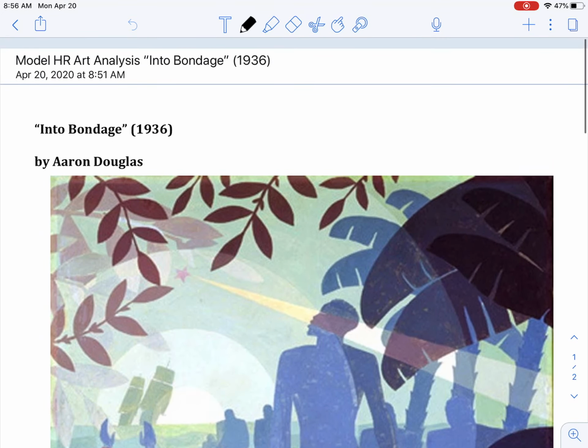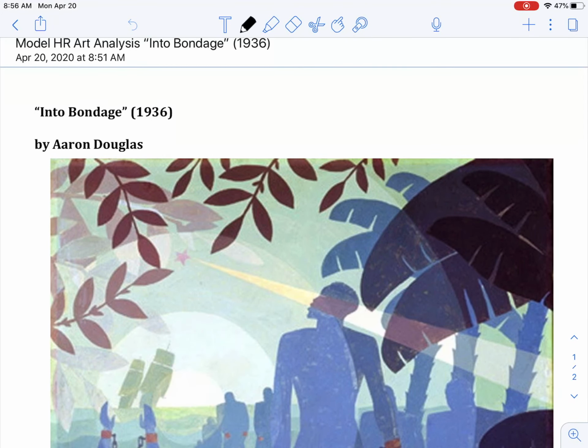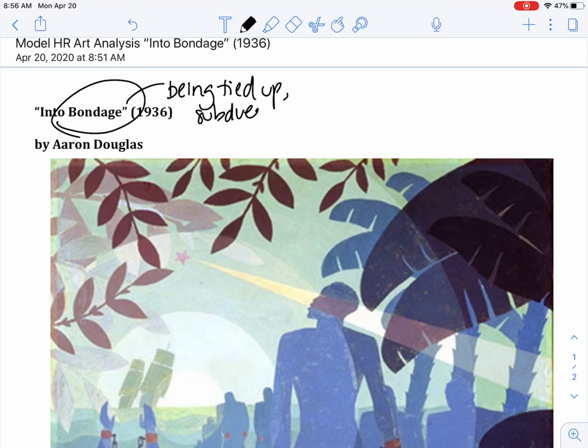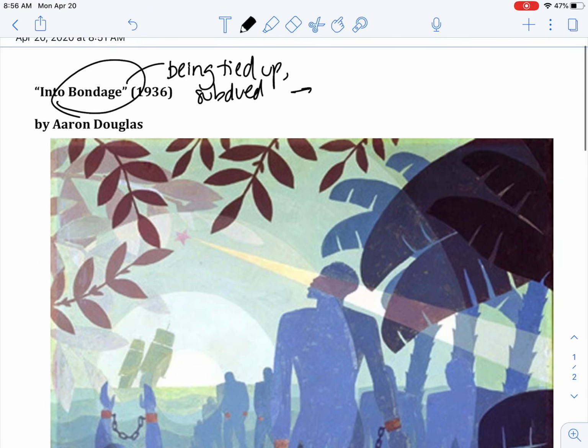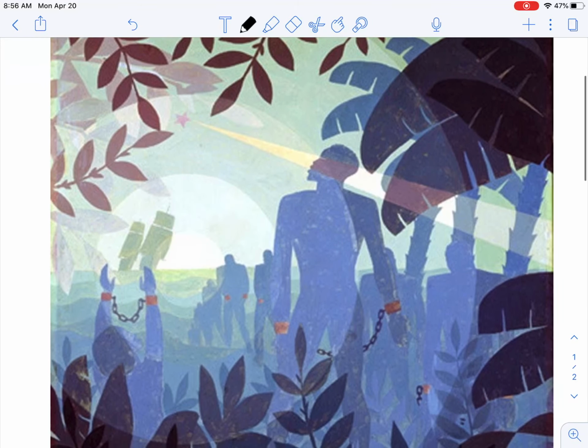So this piece is entitled Into Bondage. So right away, I know bondage is a reference to being tied up or subdued in some way. My assumption, given the context clues of the time period, is that this has something to do with slavery, okay, with African Americans being actually taken. So I'm going to look now at the image.